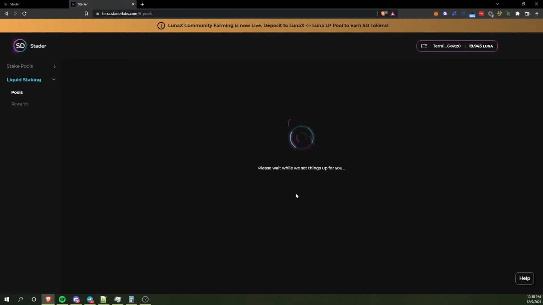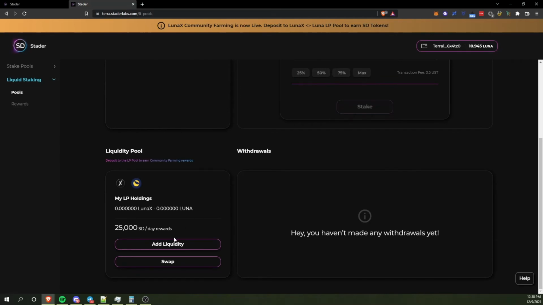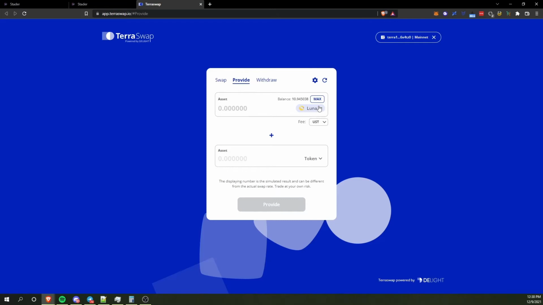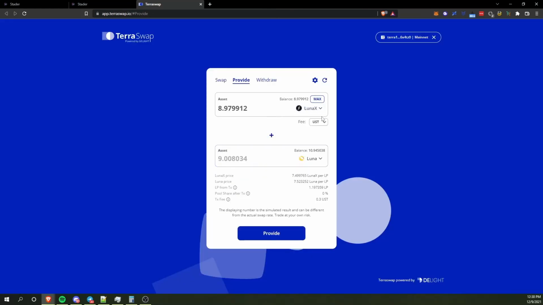So now we'll click add liquidity. It's going to take us to TerraSwap. There's our Luna. And actually, we're going to put LunaX in the top section. Since we do have a little bit extra Luna, we want to put LunaX in the top since we want to max out how much we're providing to the pool. So there we go. Max LunaX, 8.97 LunaX equals about 9 Luna. So we will provide that liquidity there.